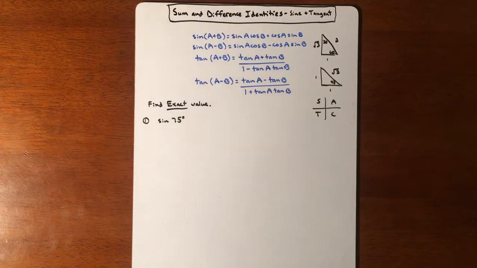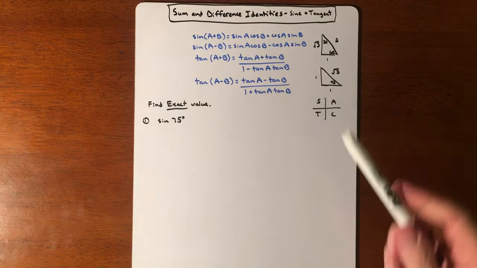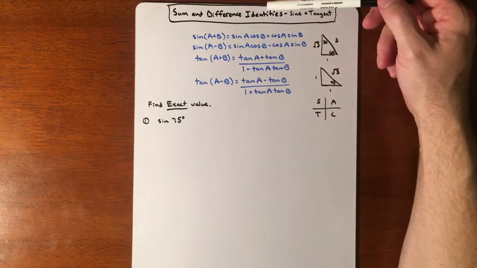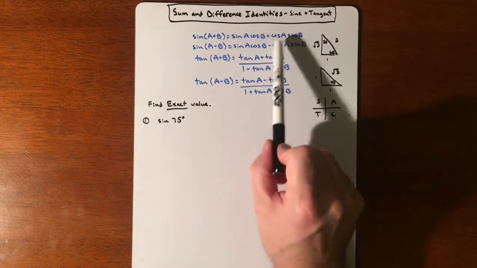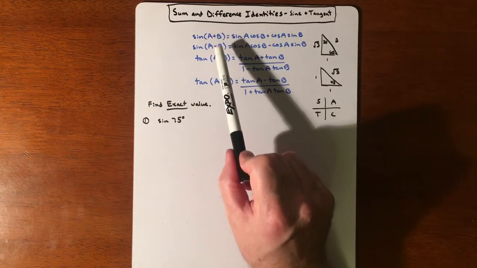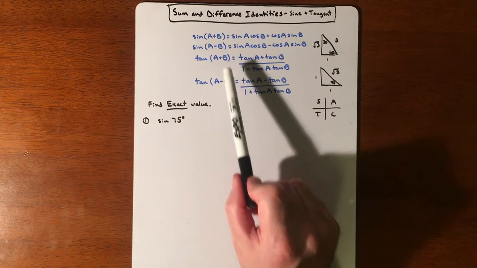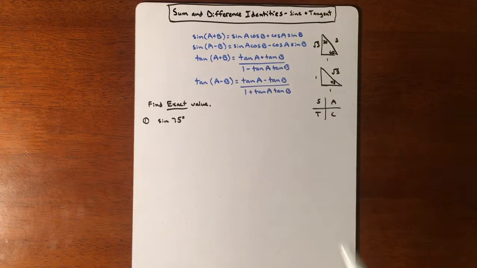All right, in this example, these next two examples, we're going to be doing sum and difference identities dealing with sines and tangents. So sine has these two different formulas, if you're adding angles or subtracting angles, and then tangent has a little bit more complicated formulas for adding and subtracting.